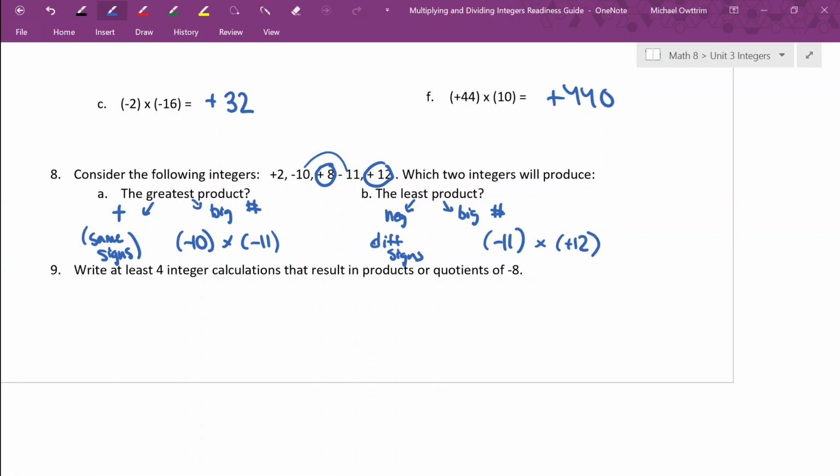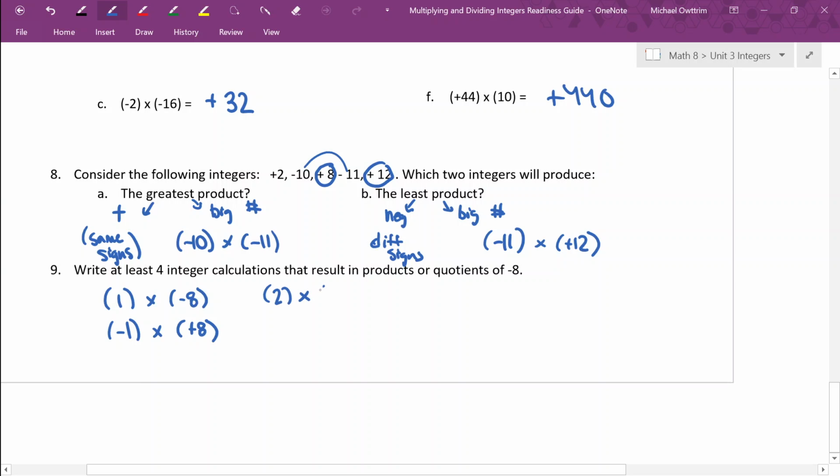Lastly, write 4 integer calculations that could result in products or quotients of minus 8. So obviously a ton of these, so we could do 1 times negative 8. That would give us minus 8. Do negative 1 times positive 8. That would give us -8. We're going to do 2 times -4, or -2 times +4. Those are kind of your obvious ones.